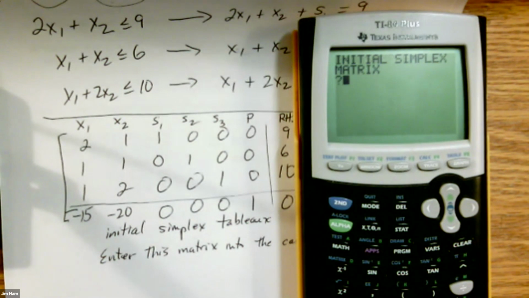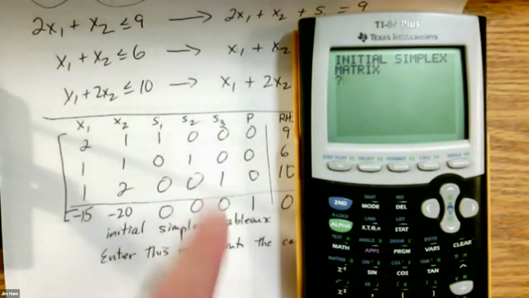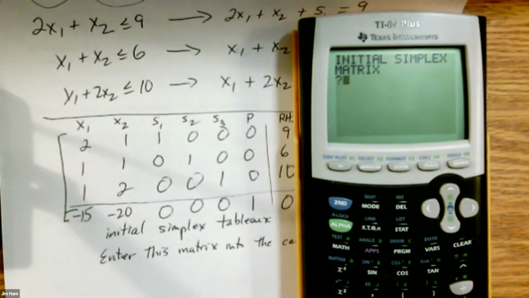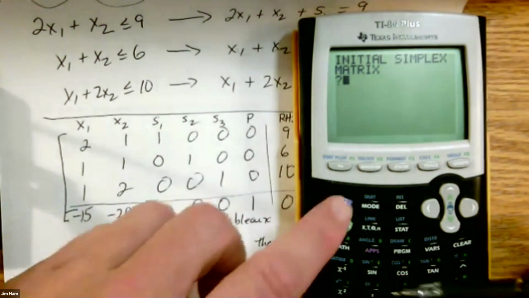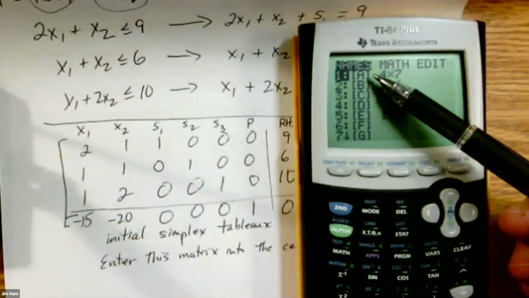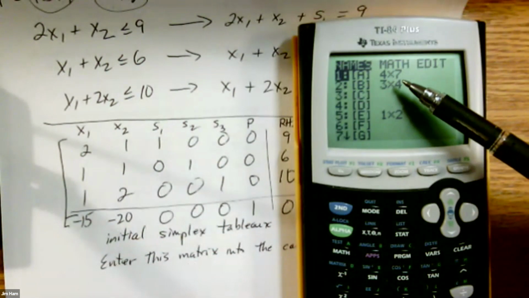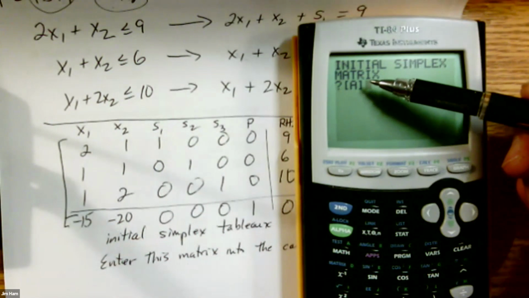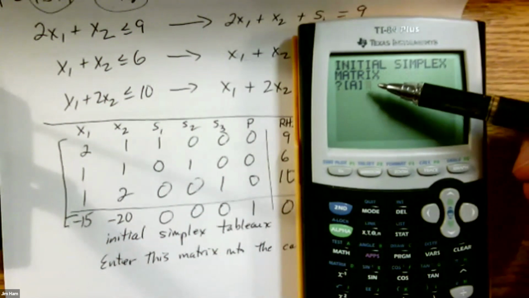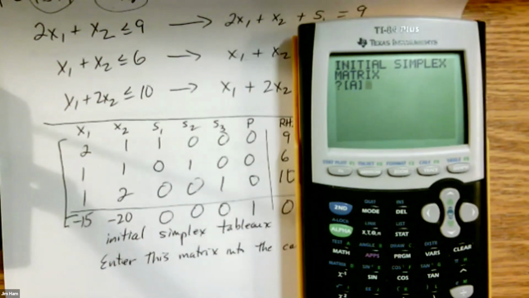So program Simplex goes to your screen. You hit enter, and it's going to say enter the simplex matrix, the tableau. Now, I don't have to re-enter this because I called it matrix A. So I'm just going to go to the matrix menu here and select matrix A, our 4 by 7 matrix. So matrix A will be next to the input. And then we're going to hit enter and let the calculator do its work.